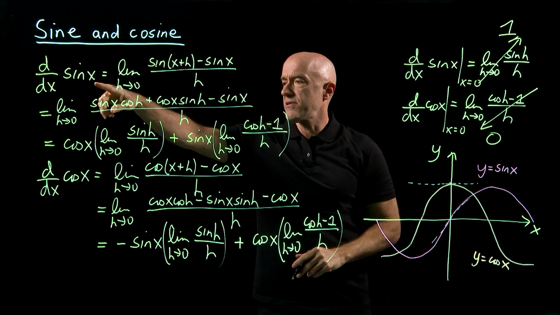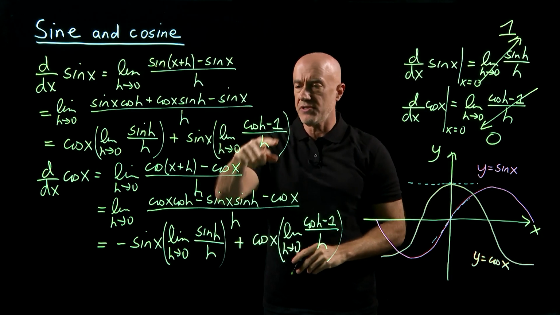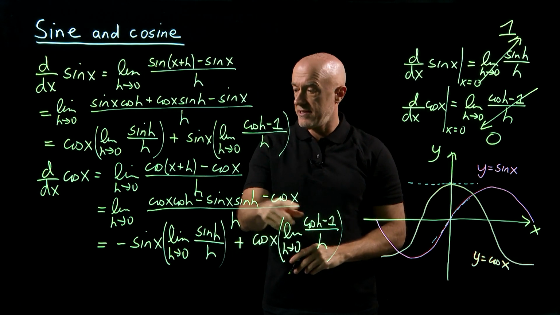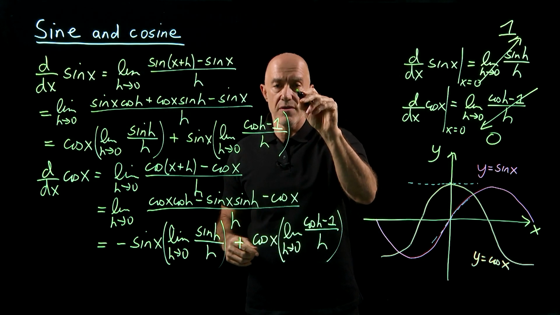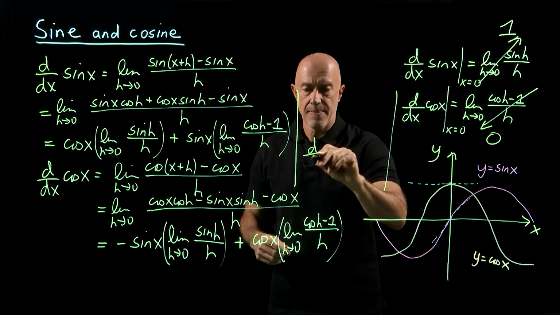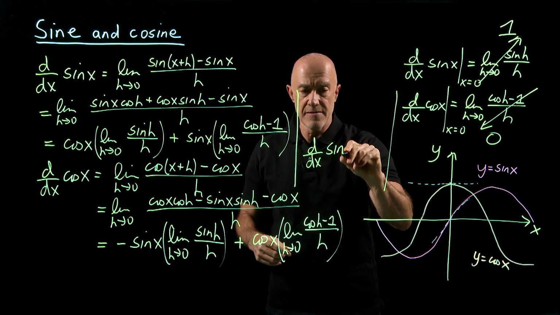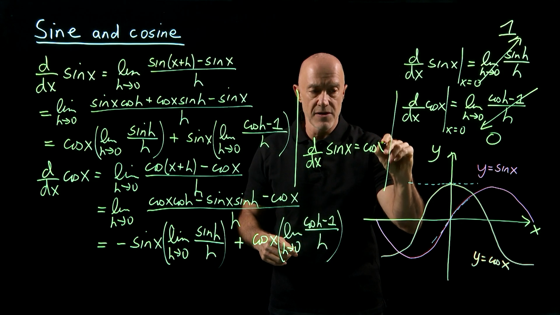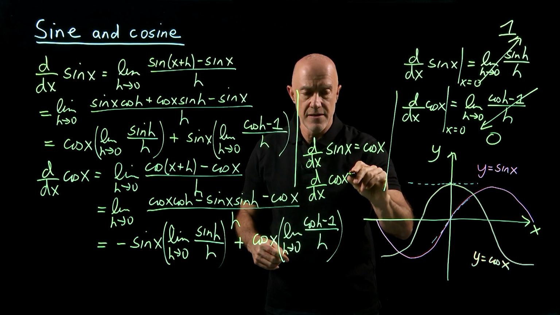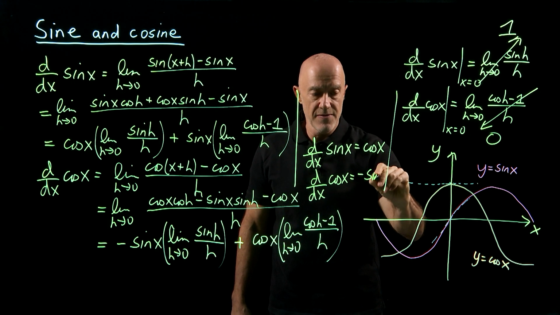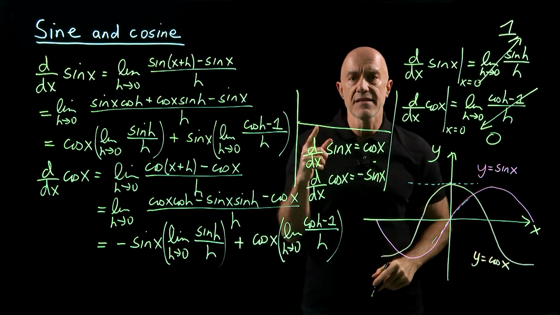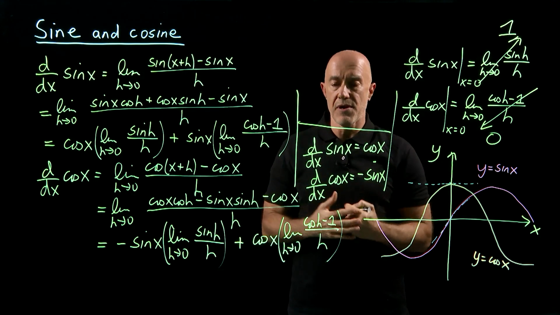So now if we go back to this, since the limit of the cosine here is 0 and here is 0, then we end up with our key result, which is that the derivative of the sine function is equal to the cosine function, and the derivative of the cosine function is equal to the negative of the sine function. And that is exactly what you need to remember.